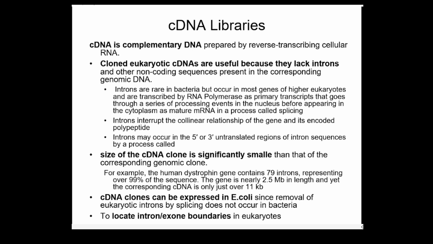Introns may occur in the 5' or 3' untranslated regions. Because introns are removed, the size of a cDNA clone is significantly smaller than that of the corresponding genomic clone. For example, here are examples of the size of human cDNA.